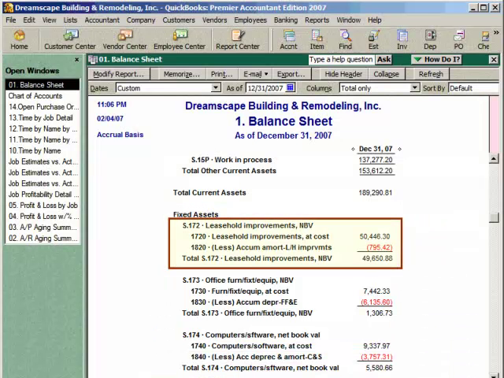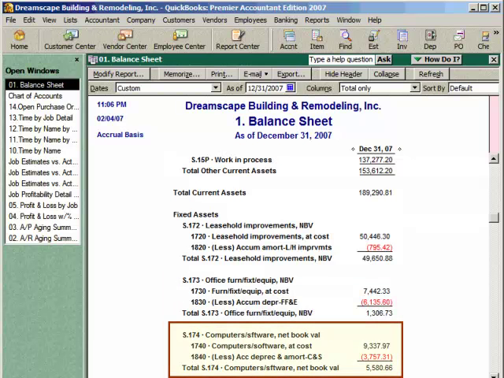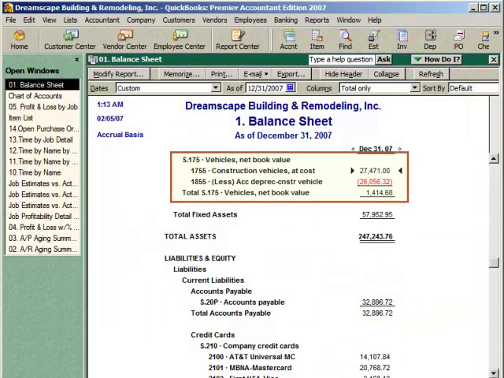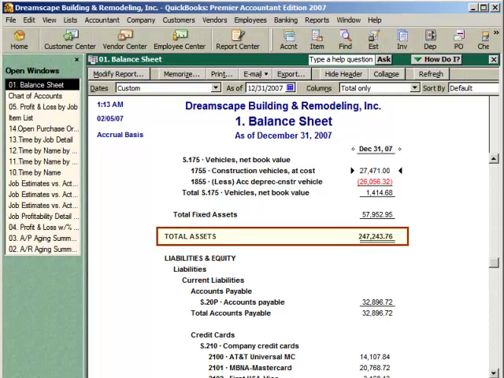We see leasehold improvements at cost and depreciation accumulated to date, and the same for office furniture, fixtures and equipment, computers and software, and then vehicles, followed by a total for fixed assets. If this business had any other longer-term assets, such as a long-term note receivable, it would be listed as an other asset following the fixed assets. Then all assets are totaled.